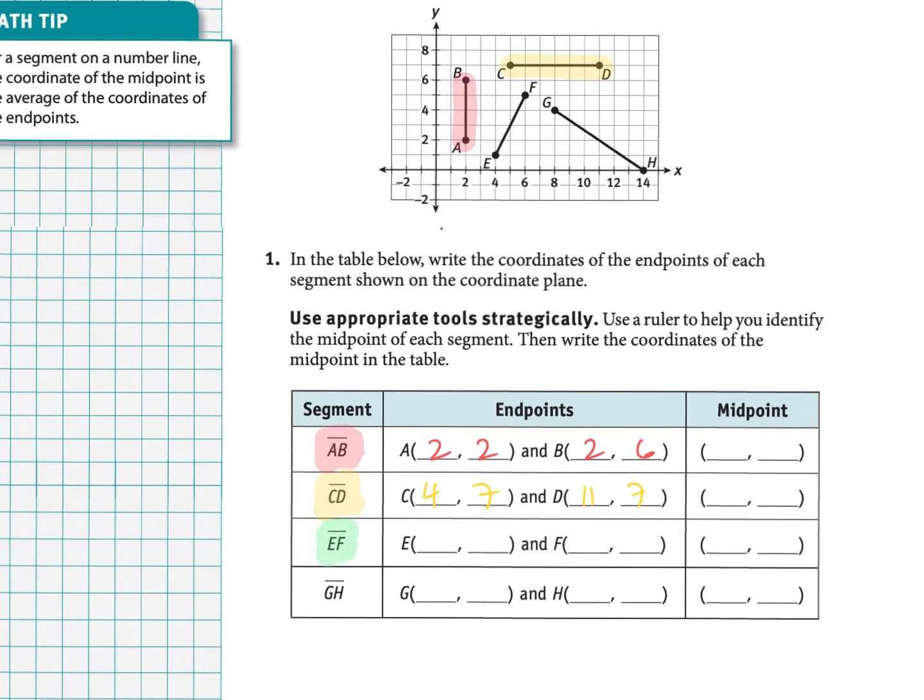For segment EF, I'm going to use green. And we know those endpoints are going to be, for E, (4, 1). And F is going to be (6, 5). Last but not least, for segment GH, we're going to have the endpoints for G be (8, 4), and H is going to be (14, 0). Again, remember when we are writing points as the endpoints, we always do X first and then Y.